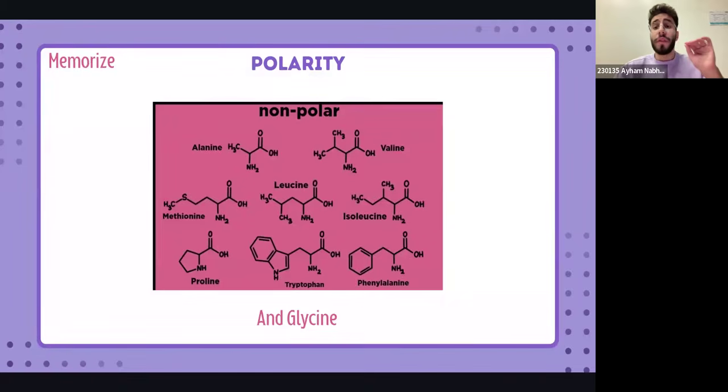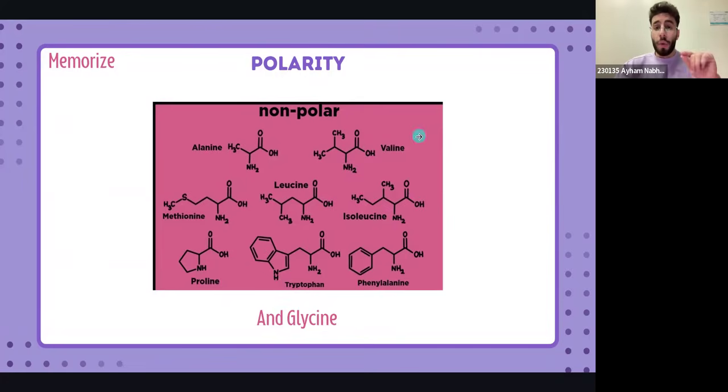Now, the first category, which is the non-polar amino acids. The non-polar amino acids are 9 amino acids that you need to memorize, as you can see over here. The first one is alanine, then valine, methionine, leucine, isoleucine, proline, tryptophan, phenylalanine, and glycine. But you might ask me, why isn't glycine in the graph or between these non-polar amino acids? I'm going to tell you why. Because it's a tricky amino acid. Why is it tricky? Because it might act as a non-polar amino acid, or it might be a polar amino acid, depending on the environment where glycine is in.